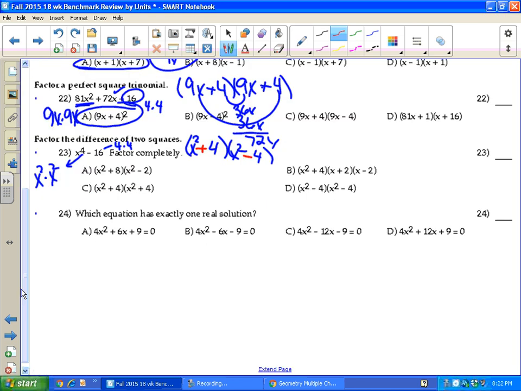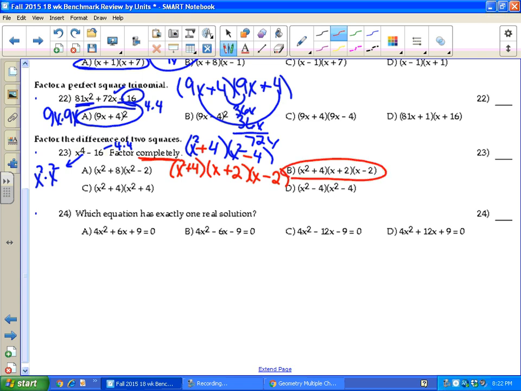So it does say factor completely. Let me check. Uh-oh, I have another difference of 2 squares. Inside my answer is another difference. So I can actually factor the second parenthesis again. So I'm going to get x squared plus 4, because that won't factor again. This part will factor again into 2 sets. X and x is x squared, 2 and 2 is 4, 1 plus and 1 minus parenthesis. And that would be choice B.